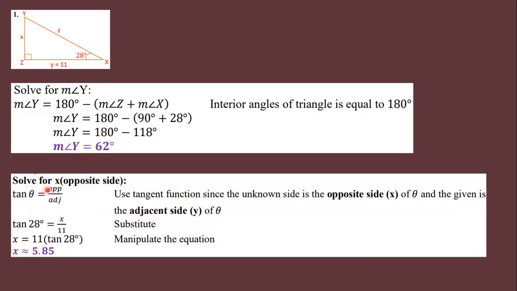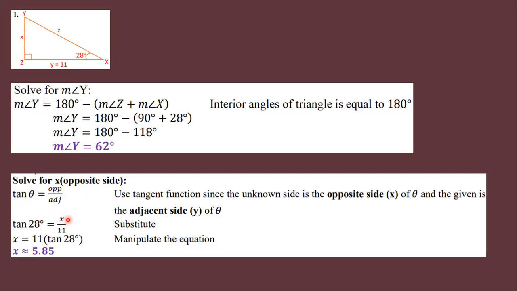So let's solve first for the opposite side, labeled as small letter x. Theta, as you can see in the given, is 28 degrees. So we substitute the given. Theta is 28 degrees. Adjacent side is 11. And we solve for x.